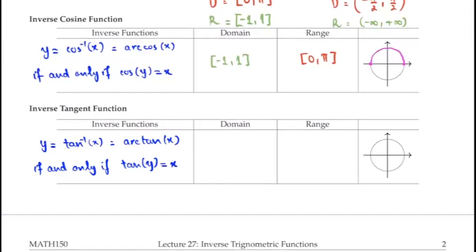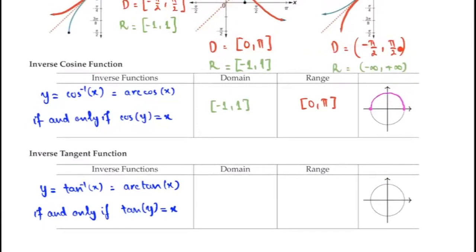Again, similar to the last two cases, you're going to take tangent on both sides of this equation. Tangent and tangent inverse cancel out, and you're left with x on the right-hand side. Again, you apply tangent on both sides of the equation. That's why you get tangent of y on the left-hand side. For the tangent function, the domain is restricted between negative pi over 2 and pi over 2, not including the endpoints, and the range is from negative infinity to positive infinity.